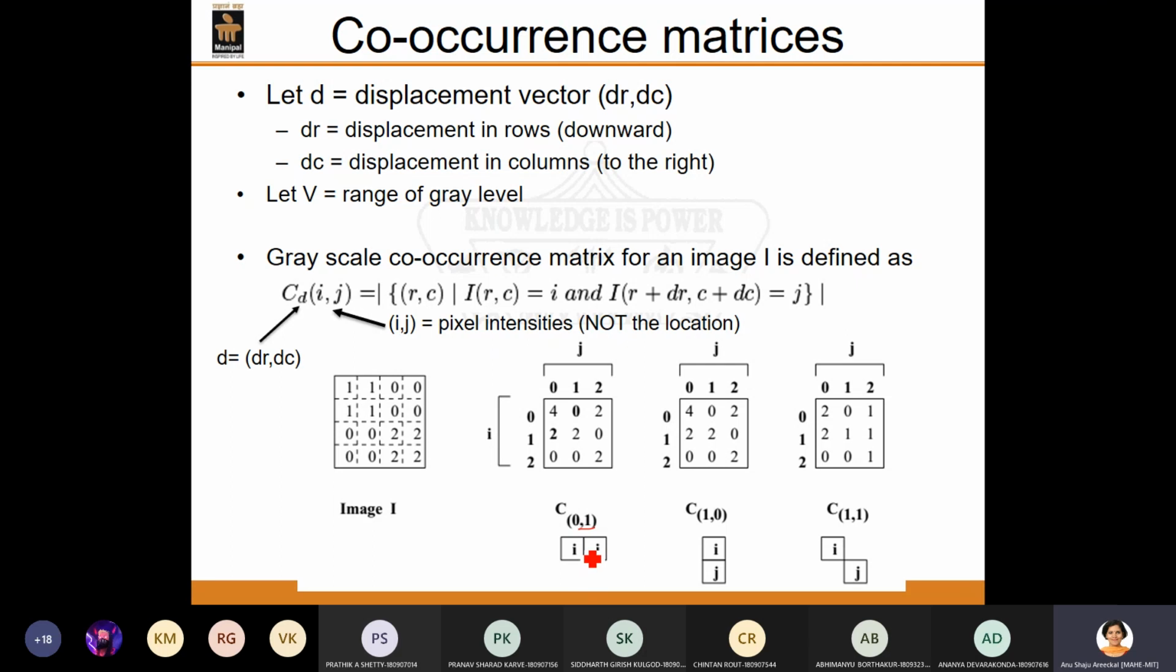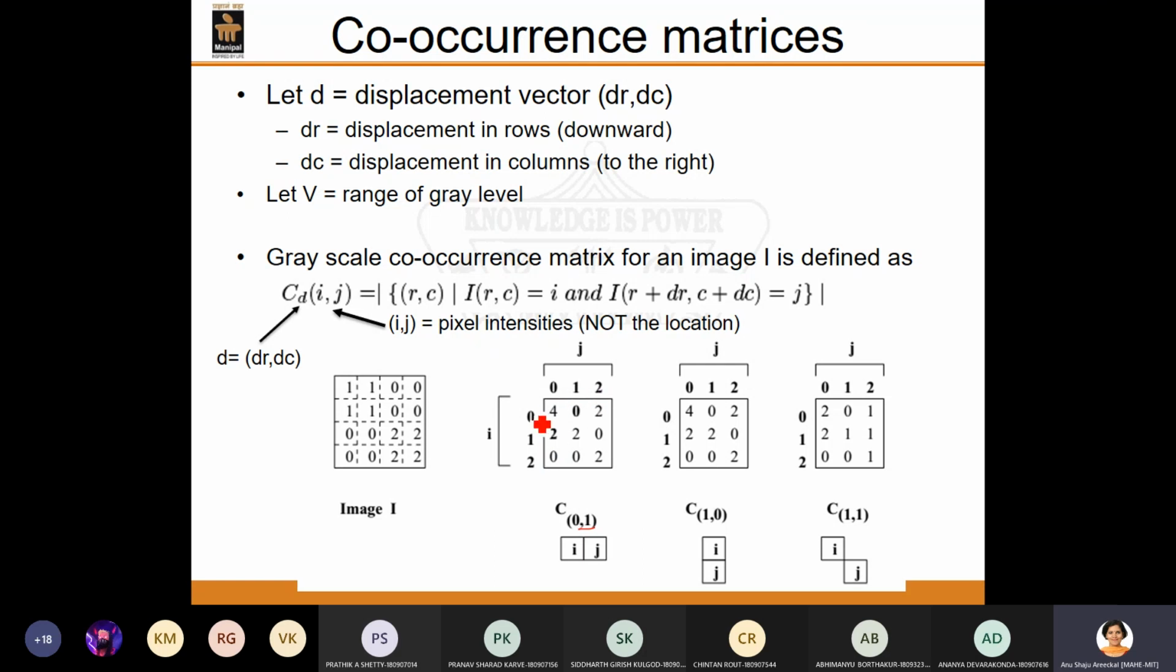Now, I and j stand for the pixel intensities, and for this particular image, which is just an example, we see there are only 3 pixel intensities: 0, 1 and 2. So when we form the GLCM matrix, along the I axis we have 0, 1, 2, and along the j axis we have 0, 1 and 2. These are the maximum possible intensity values that can be assumed by I and j.